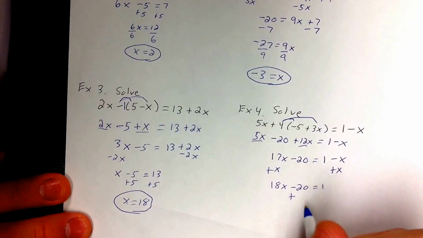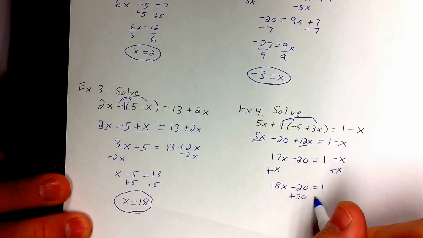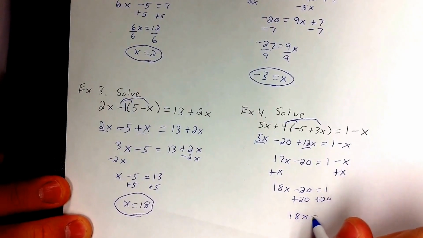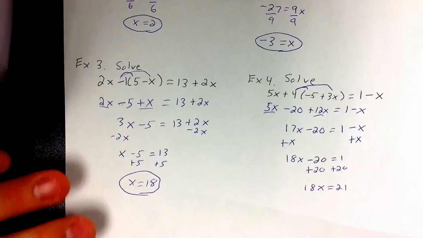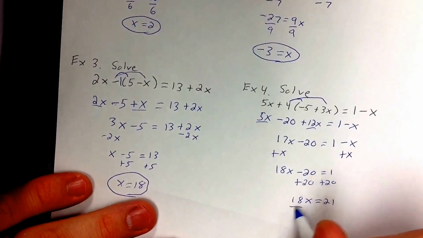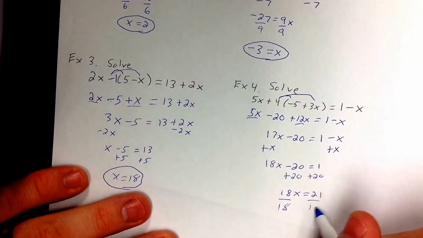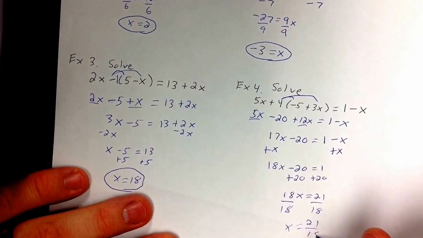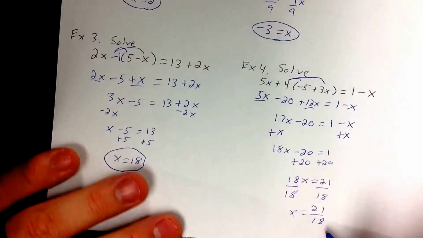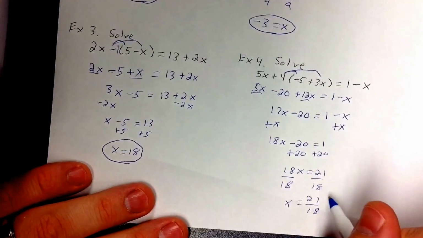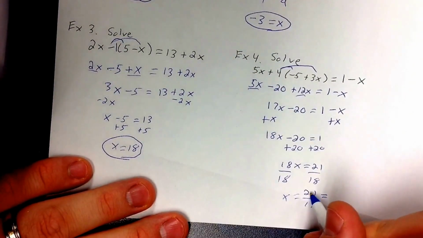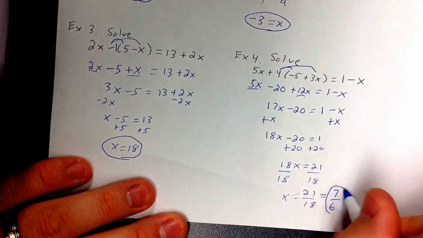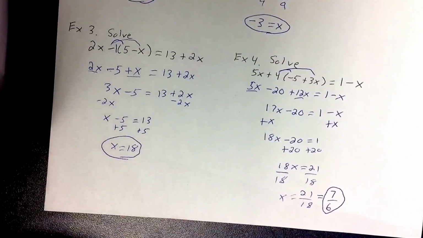So now, the variables on the left-hand side, I need to get rid of the subtraction, so I'm going to add 20 to both sides. Get 18x equals 21. Then divide both sides by 18. Now I know 18 doesn't go into 21 evenly. However, 3 goes into both of these numbers. So I would want to reduce that down. 3 goes into 21 7 times. 3 goes into 18 6 times. And we can leave it as a top-heavy fraction.